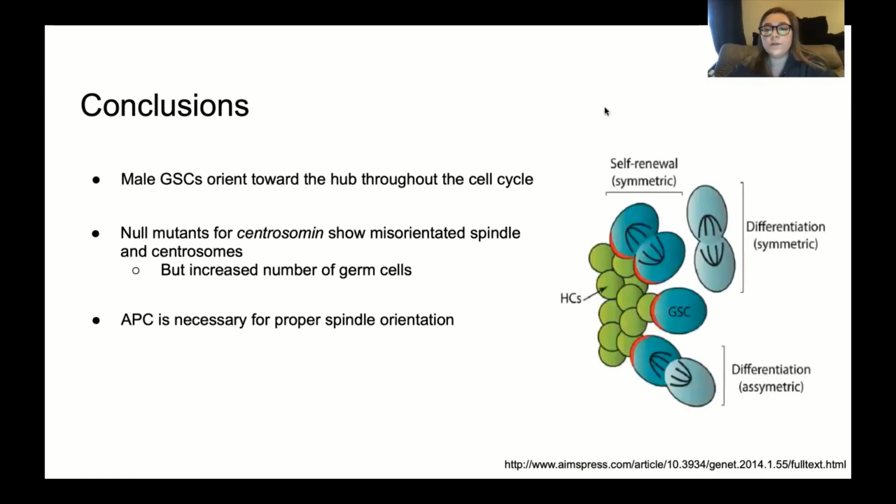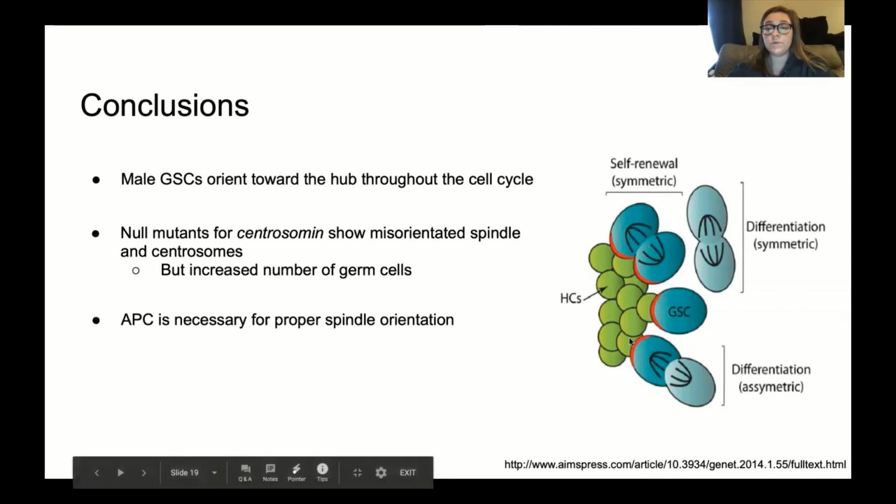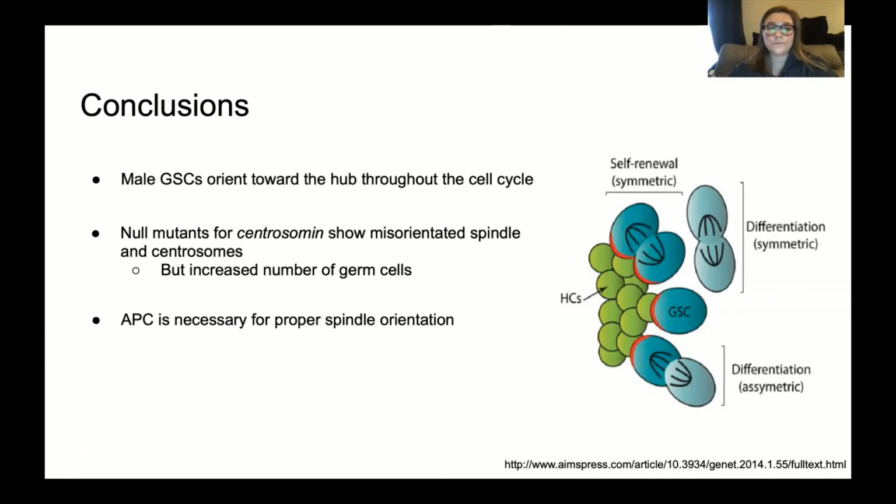And this diagram over here is just showing basically the two different fates that a germline stem cell can have. It can either divide symmetrically or asymmetrically, which is what we want to see. One stays at the hub and one goes on to differentiate.